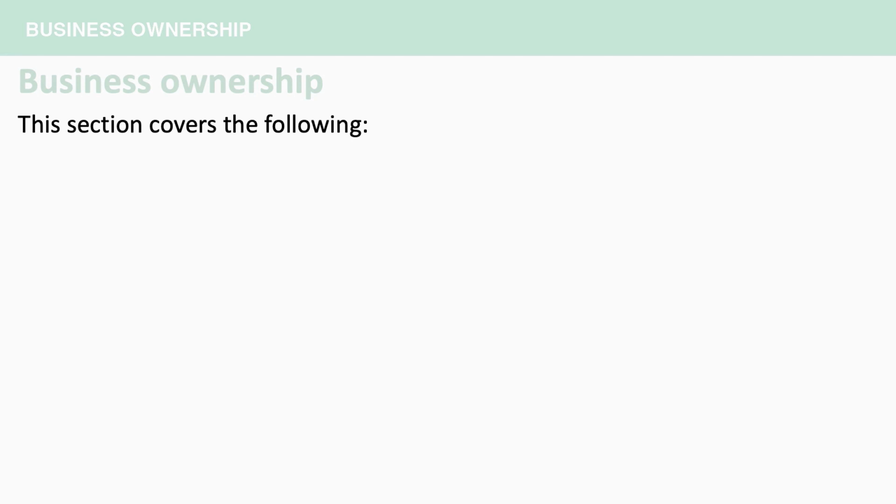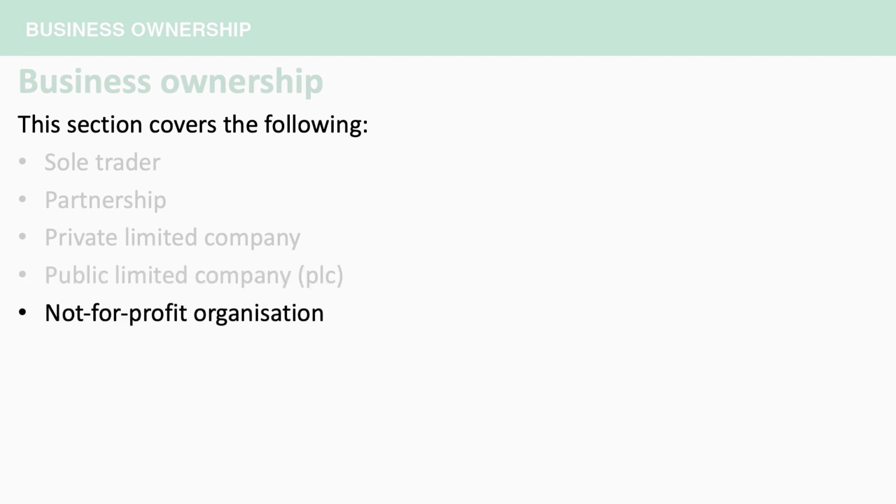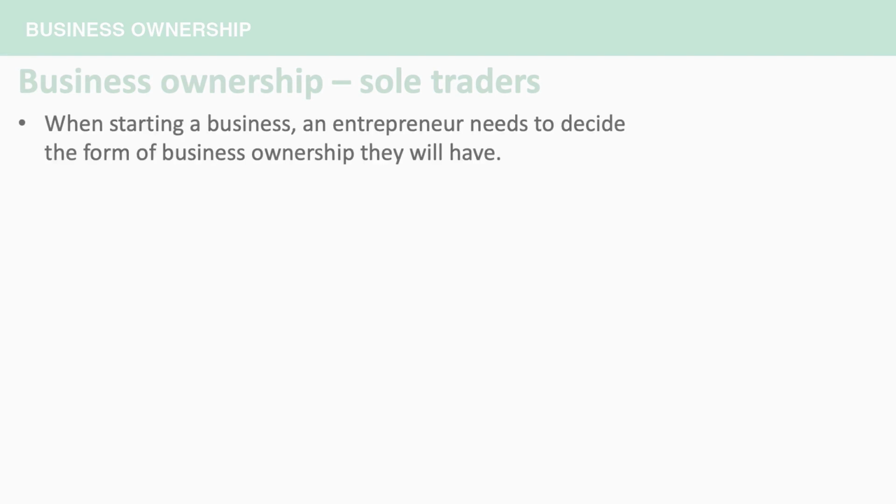This section covers the following: sole trader, partnership, private limited company, public limited company, and not-for-profit organisation. First, we will begin with business ownership for sole traders.